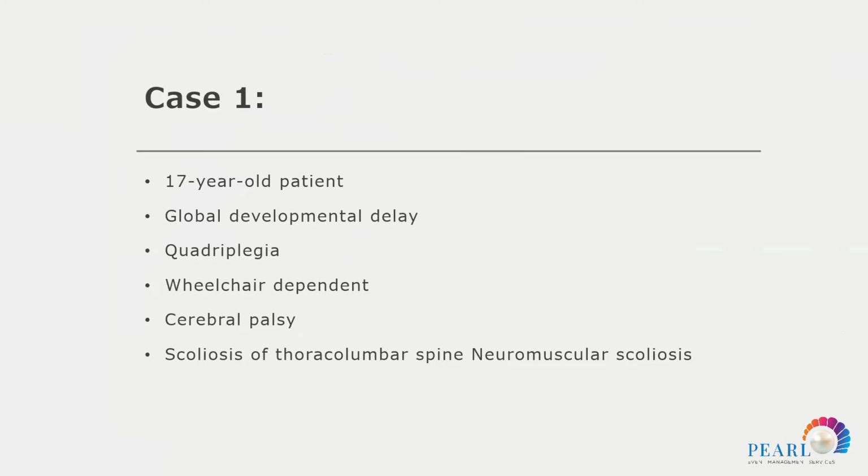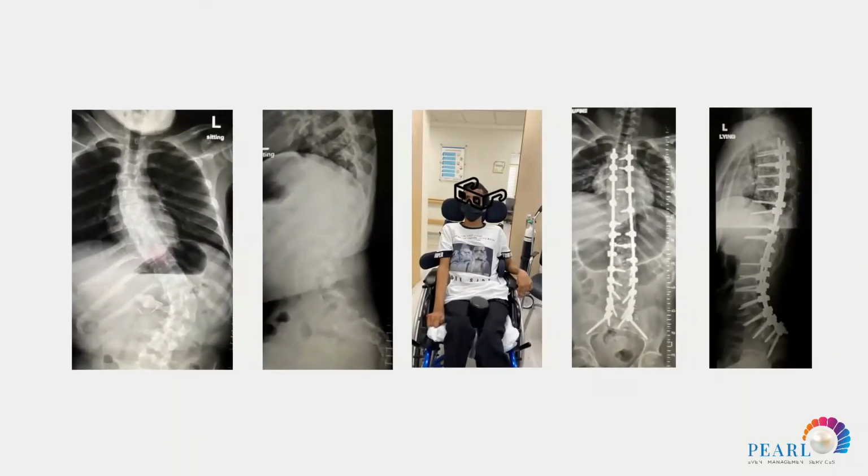A 17-year-old patient with global developmental delay and quadriplegia, wheelchair dependent, cerebral palsy, scoliosis. We can see here the big curve and kyphosis and hyperlordosis. The patient cannot sit properly in the wheelchair. He is always sitting like this in the wheelchair, and there is no sitting balance. Also, he is using a customized molded wheelchair, and this is the result after the surgery. We did the spinal correction and fusion with very good sagittal balance, and the patient is sitting very comfortably in his wheelchair after the surgery.